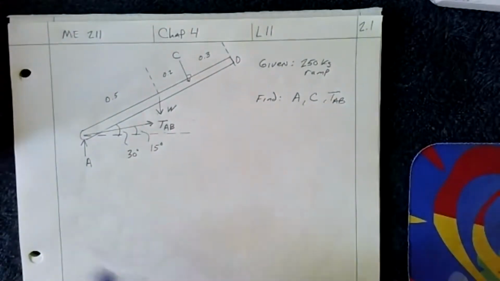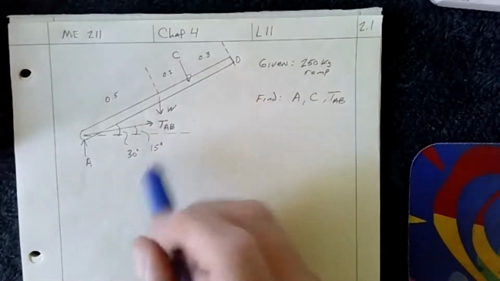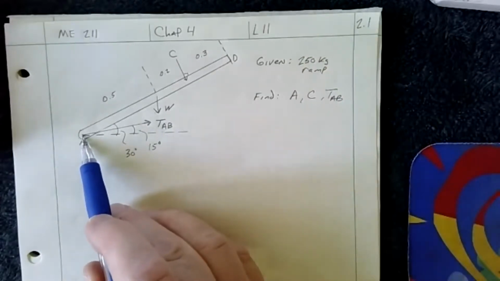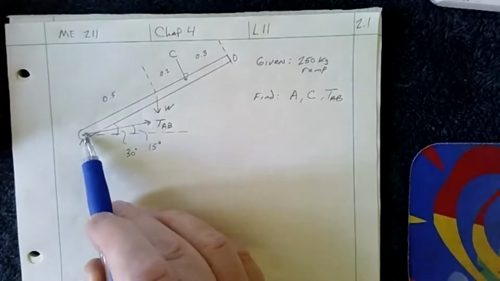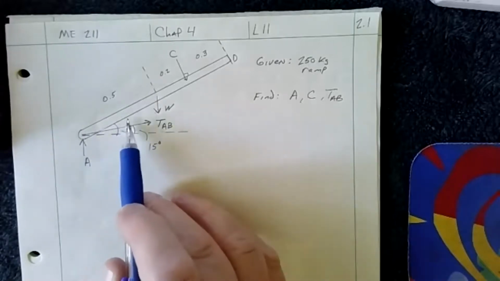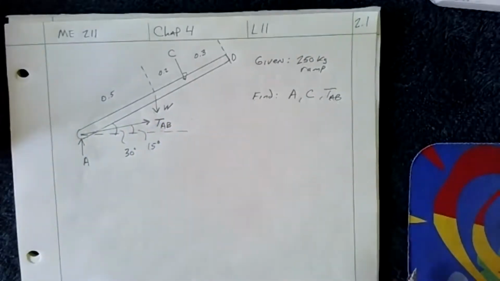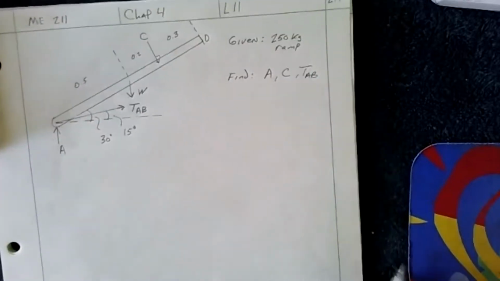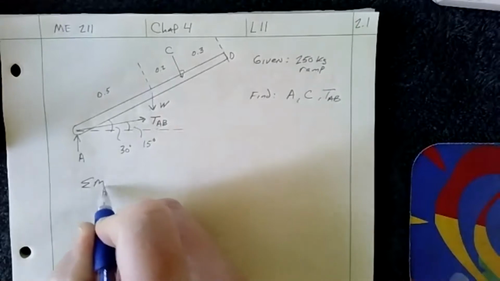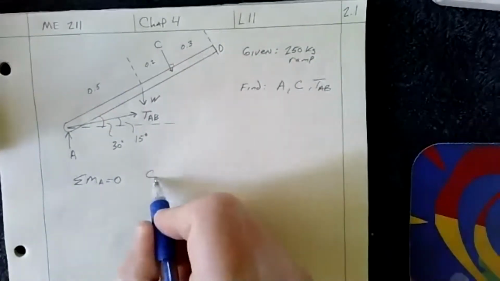So we have three unknowns, so we can't just sum the forces away. But notice how the tension AB goes right through the point A. So because of that, if we sum the moment about that point, which we'll call A, then that effectively eliminates this tension, and we can solve for C. So let's go ahead and do that. If we sum our moment about A to 0, we know that we have C.